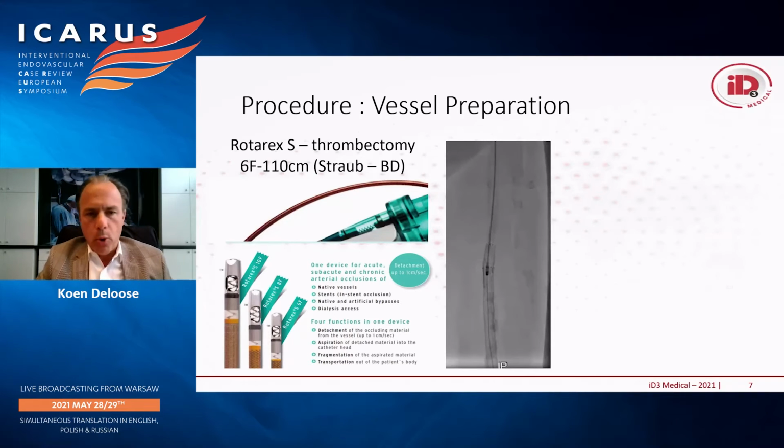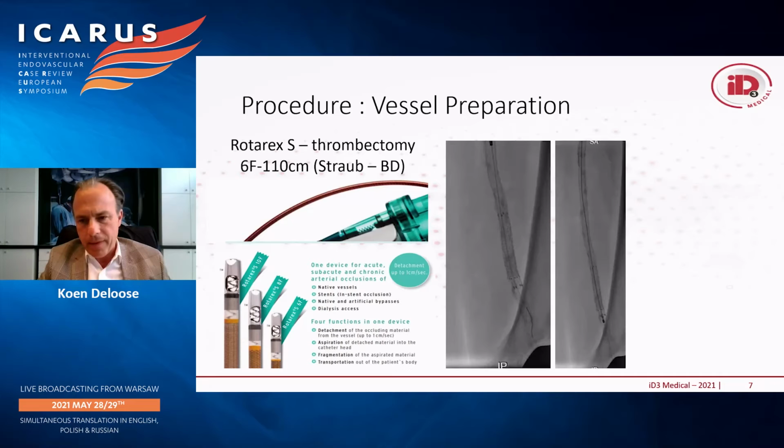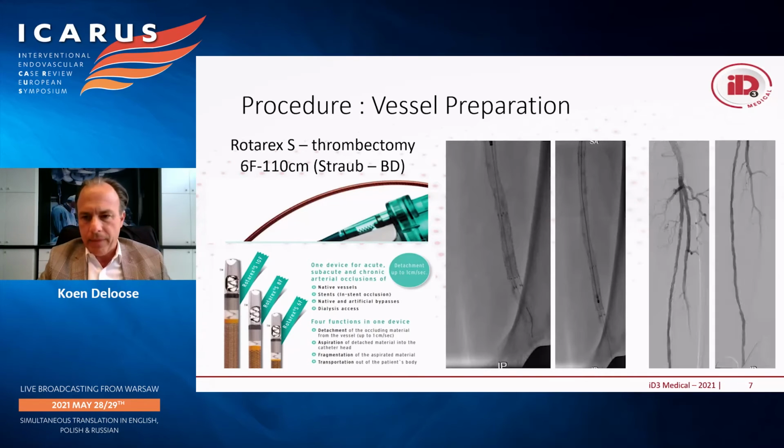a kind of thrombo debulking, a thrombectomy with the Rotarex S catheter, in order to detach the occluding material, in order to aspirate the detached materials, and in order to fragmentate the aspirated material and transport it out of the body. We do this very slow at 1 centimeter a second, and we don't use a distal protection device in this situation and with this device.